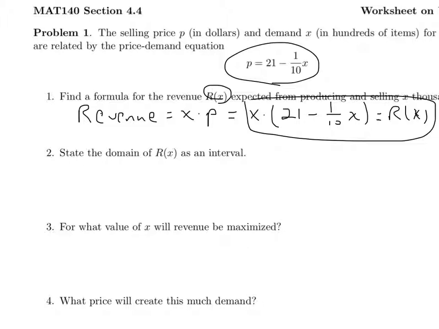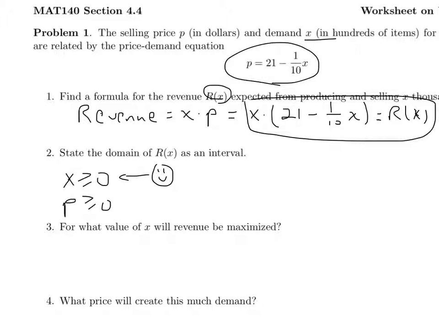The domain of this just has to do with trying to make sense of the variables. X has to be at least 0 because x stands for the number of things that are demanded, so it doesn't make any sense for the demand to be negative. And also the price should be not negative. Having a negative price is something we don't want to consider, so we want price to be at least 0. The easiest way to find out when this happens, obviously this is already in terms of x, so we don't have to do anything to that. That's going to be in the right form.